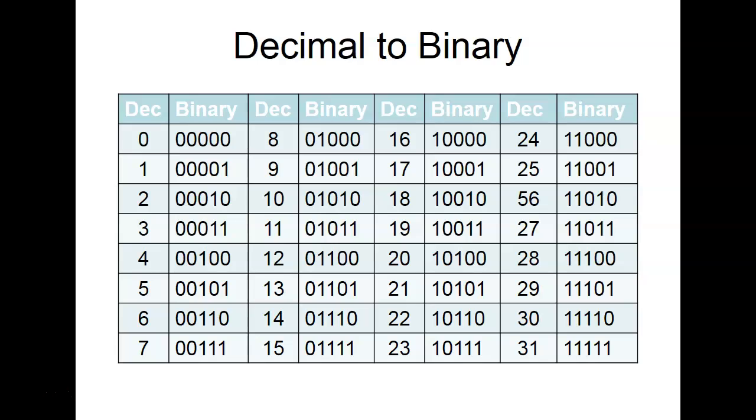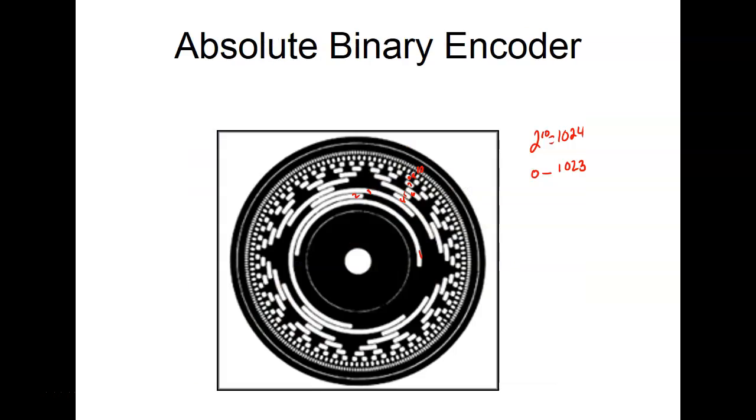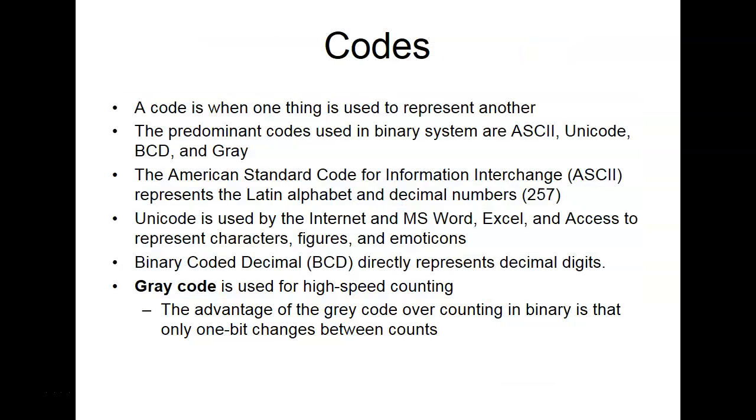Of course, I did this for you. So this would be counting in binary from 0 to 31, which would give us 32 counts. So this would be five bands. This would be a binary encoder.